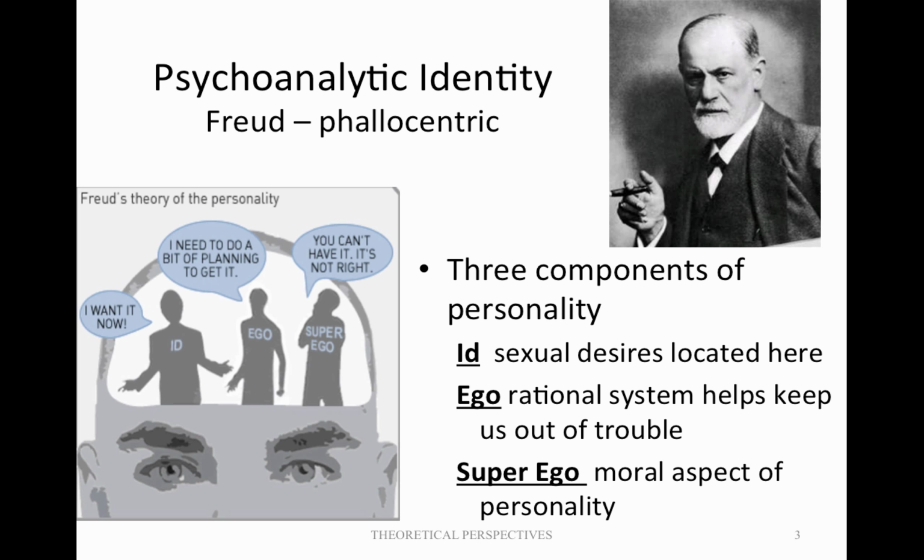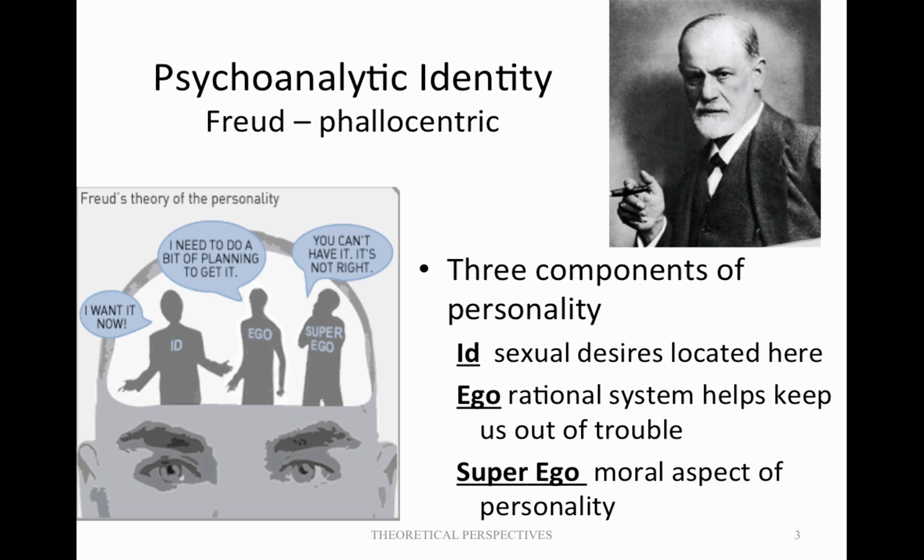The ego, on the other hand, is our rational system. And because it's rational, it helps control the id. So this rational system helps keep us out of trouble. It makes us think twice about doing something just because it might be pleasurable or just because we think we want it. And then the superego also allows us to have some control over the id. The superego is our moral sense of personality. It's our sense of right and wrong.